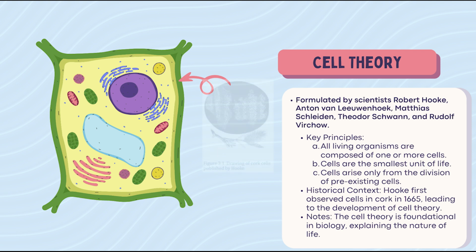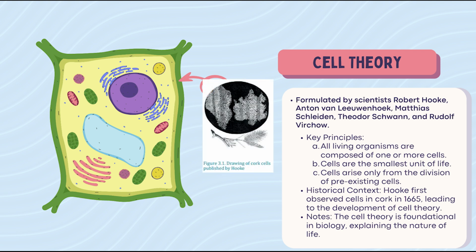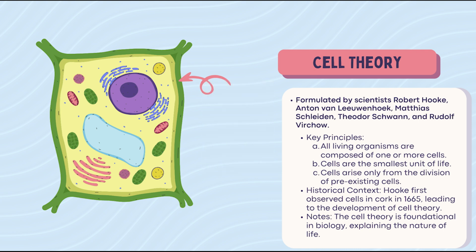Cell theory. The cell theory is a fundamental of biology developed by scientists like Hooke, Leeuwenhoek, Schleiden, Schwann, and Virchow. It states three things. The first one is all living things are made of cells. The second one is the cell is the basic unit of life. The third one is all cells come from pre-existing cells, and the theory helped scientists to understand that life begins and continues with these cells.